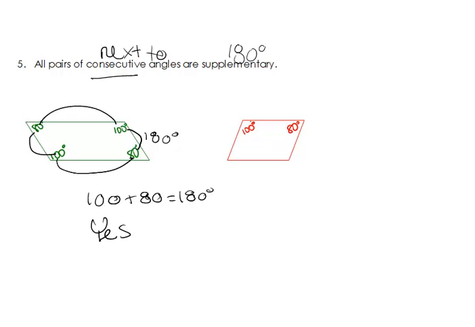The second one, we know that 100 and 80 do add up to 180, so those angles are consecutive and supplementary. But what about these two, or this pair? Because we don't know what this one and this one are, we don't have enough information to say that all the pairs of consecutive angles are supplementary. So the answer for this one would be no.